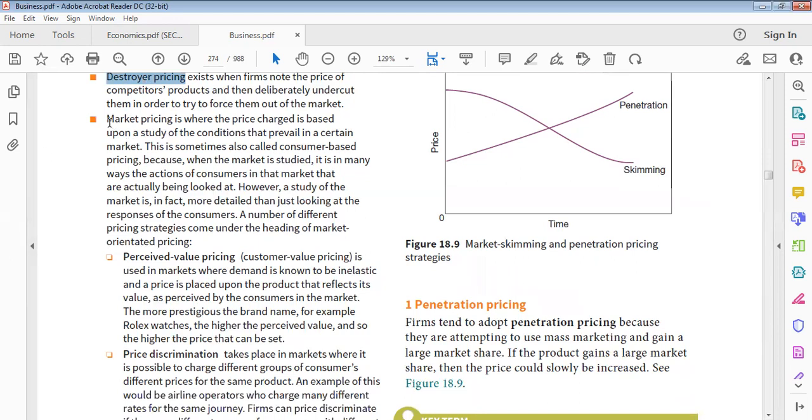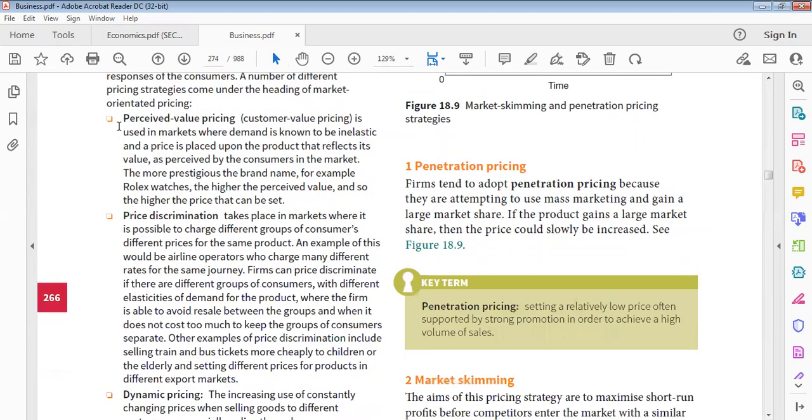and then there is some pricing that is based on the customers. For example, perceived value pricing. Perceived value is you charge a price that will actually tell your customers about the image of your product. Remember the perfume example I gave you? Okay. So similarly, think about Rolls-Royce. You know about Rolls-Royce, right? Yes, the car. Everyone knows that.